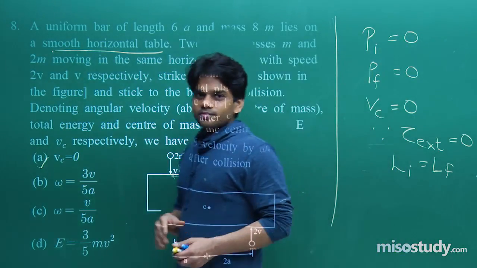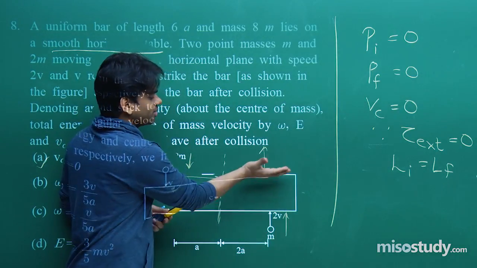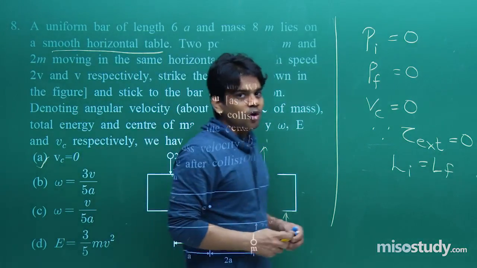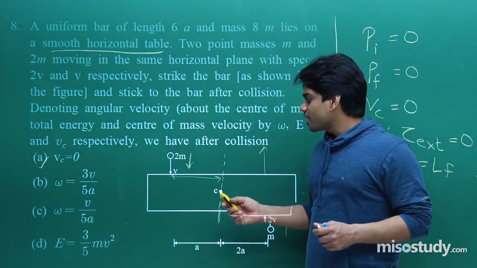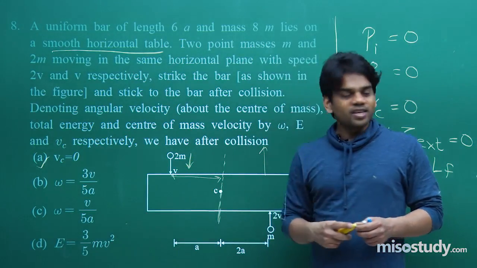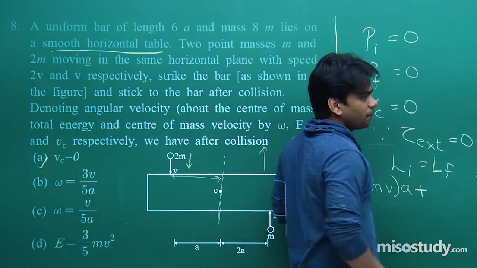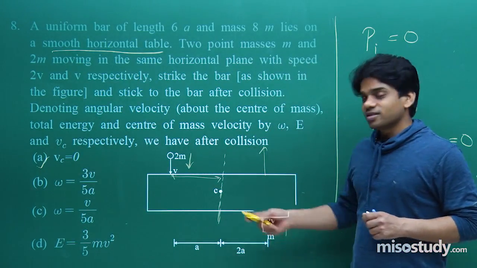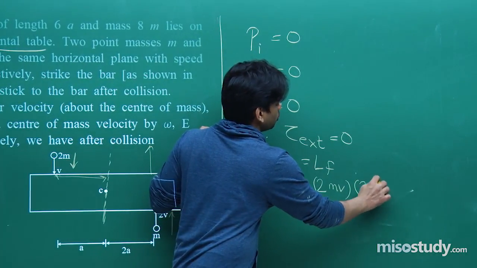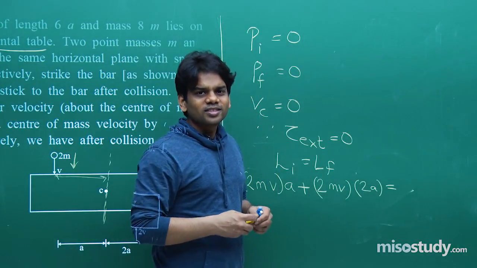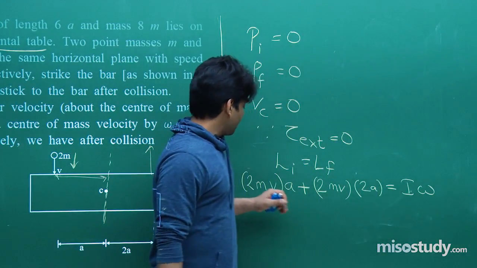In this case, using my right hand, m into 2v, the linear momentum is here, r is here, r cross p, again the angular momentum direction is outside. Both directions are pointing outside, so we can easily just add them: 2m into v multiplied with distance a, plus 2m into v multiplied by distance 2a, is equal to moment of inertia I into omega.